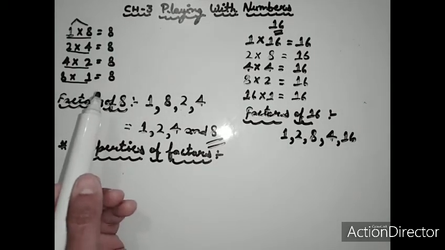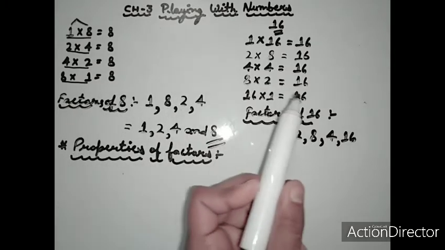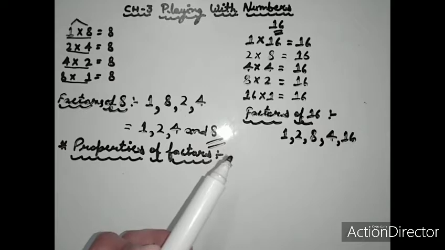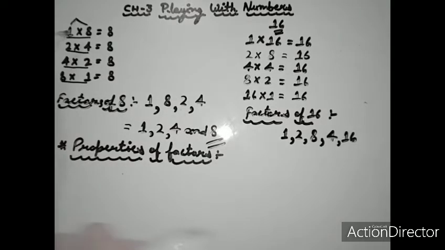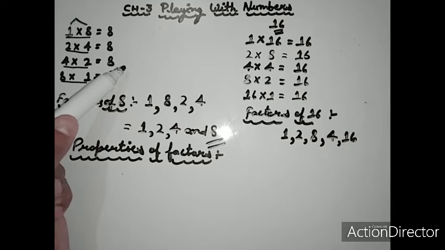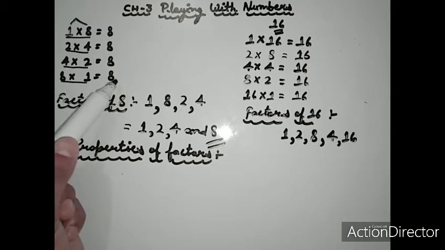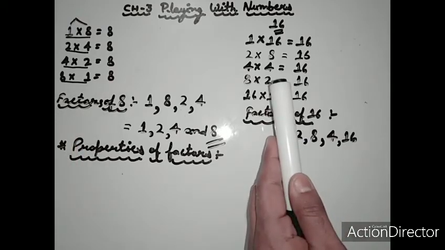You see, when we find the factors of 8 and factors of 16, there is one common thing in both. 8 divided by 8 gives remainder 0. Then 8 divided by 4, 4 twos are 8, and this number 4 divides 8 exactly and gives remainder 0. Same with 2, 8 divided by 2, 4 twos are 8 and gives remainder 0. Then again 8 divided by 1, 8 ones are 8 and gives remainder 0.